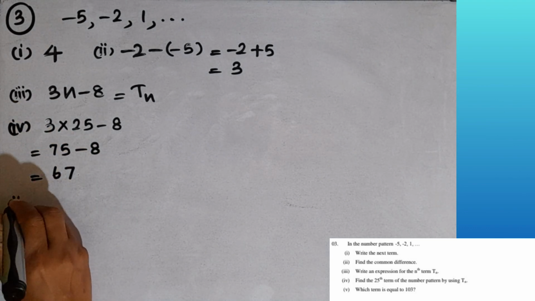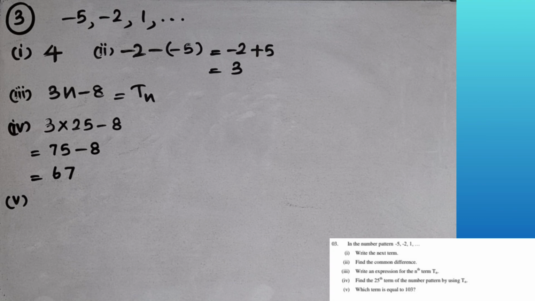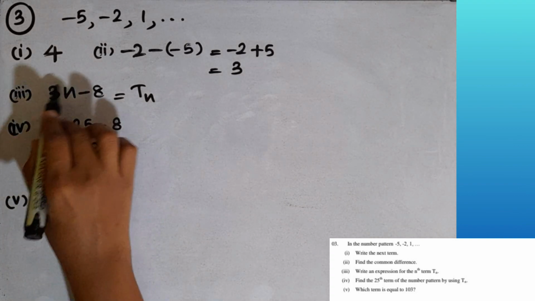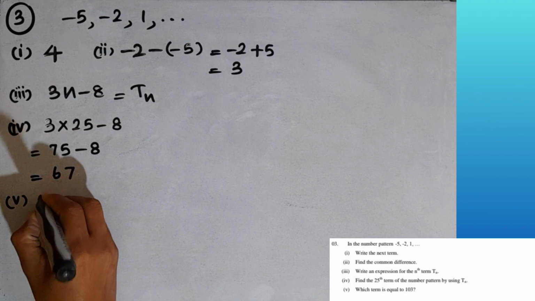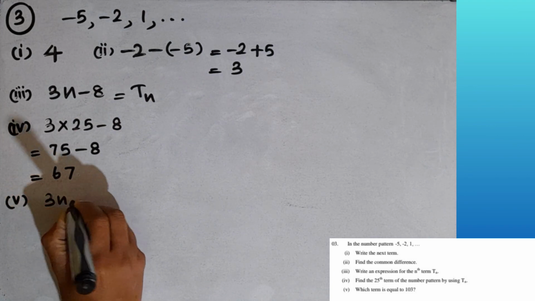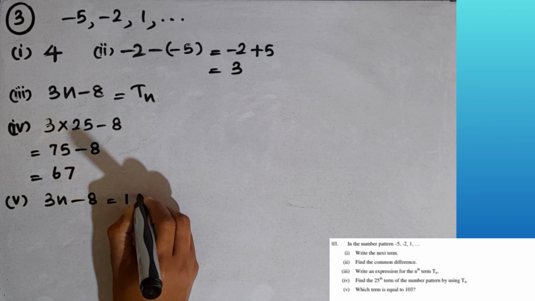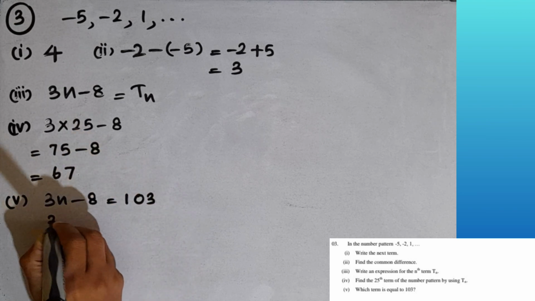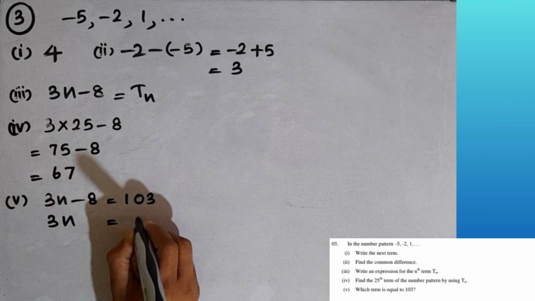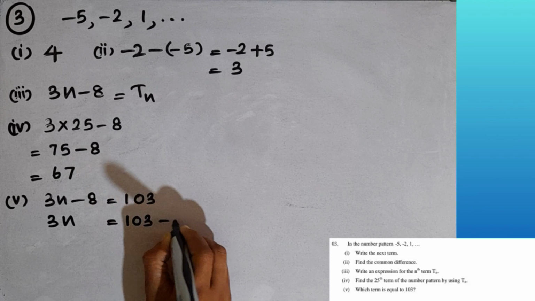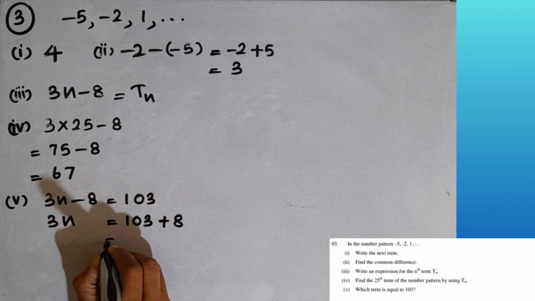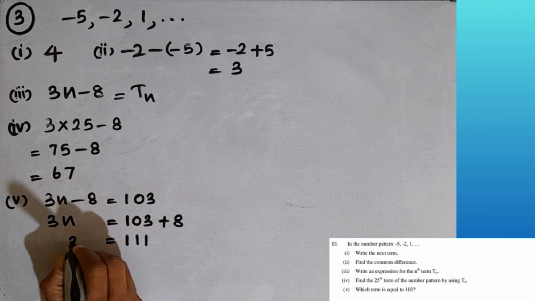Then fifth part, last question. Which term is equal to 103? We are taking that the nth term is equal to 103. So you can equate the general term to 103. 3n minus 8 equals 103. Then 3n equals 103 plus 8, which is 111. That is 3n.